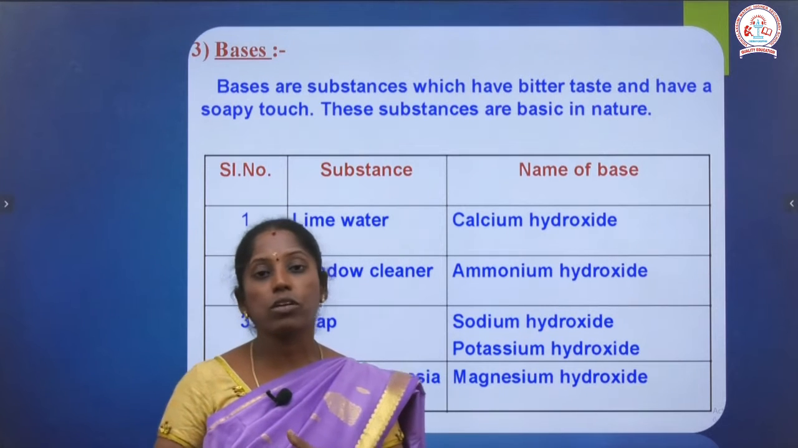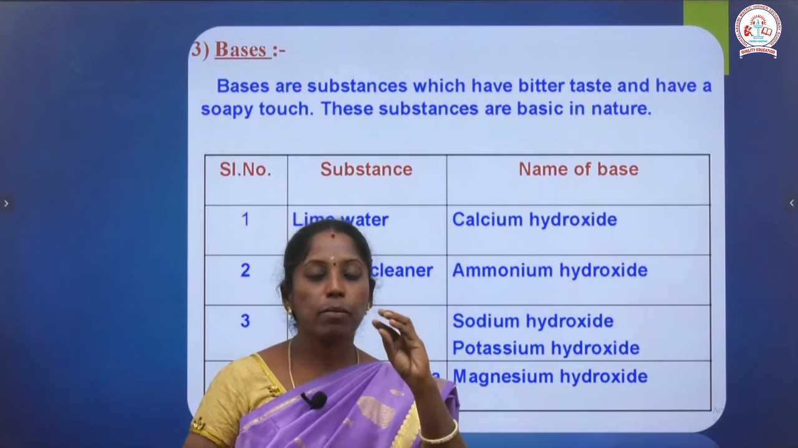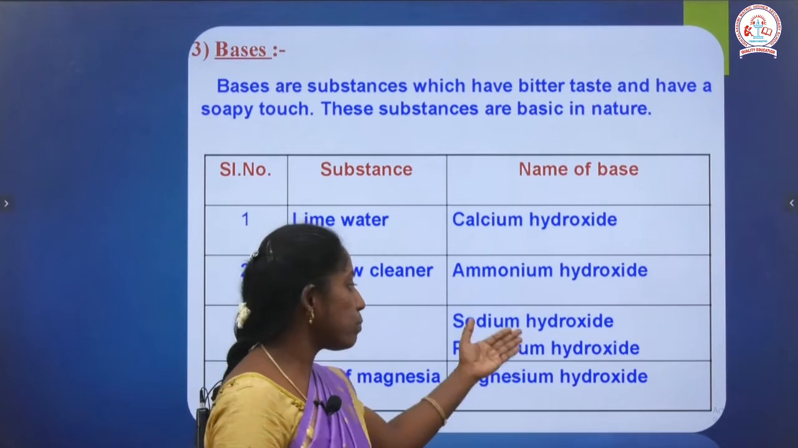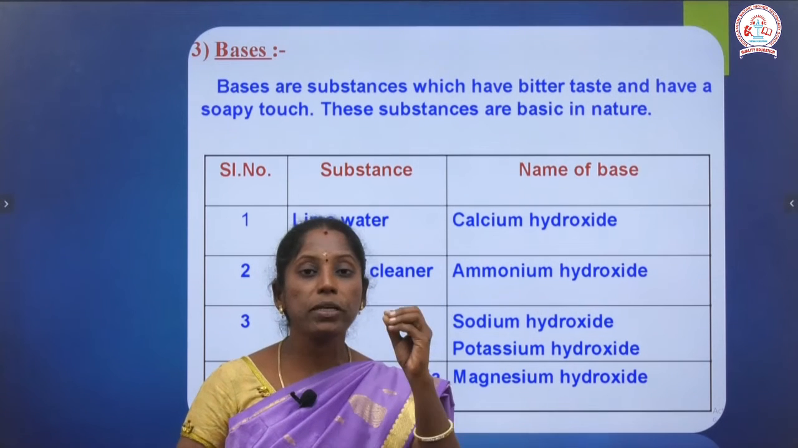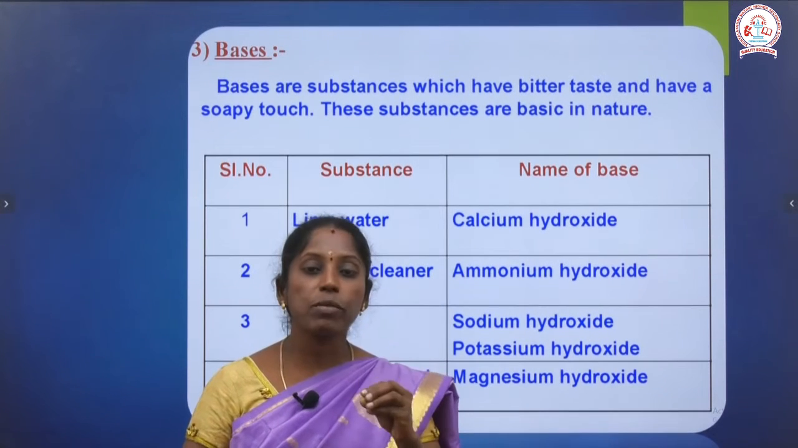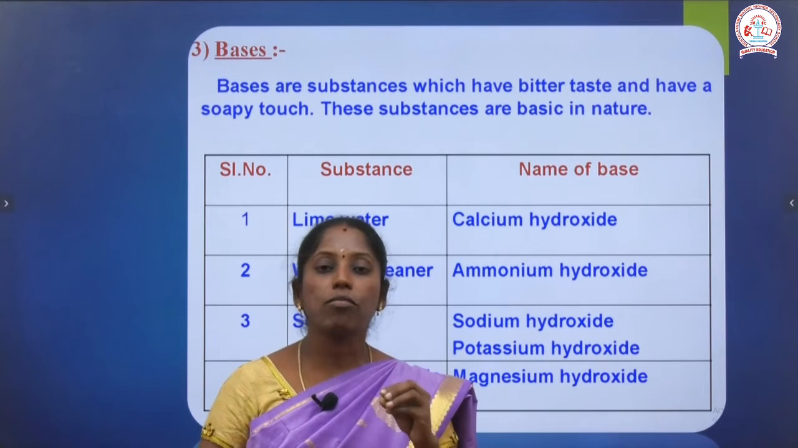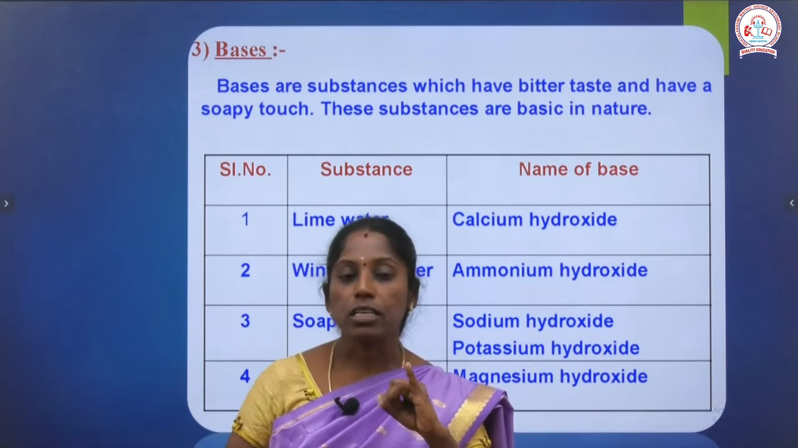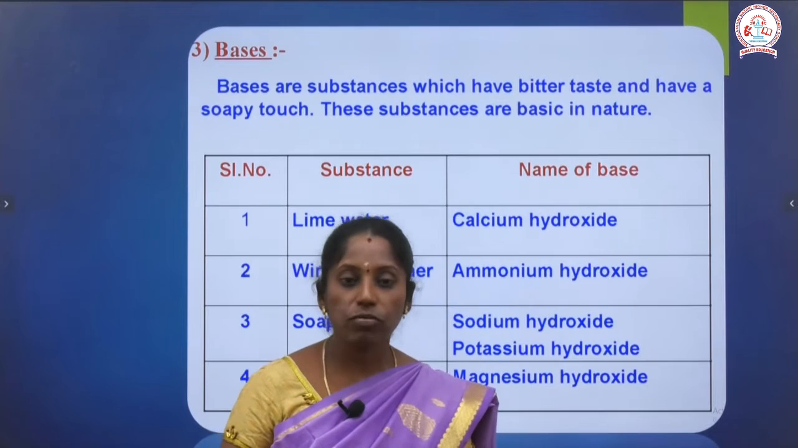Then another thing, what is the property of a base? It's soapy to touch. That's why soap is soapy to touch, because it contains bases. So bases are generally bitter in taste and soapy to touch. Then what is the nature of the base? It is basic in nature. So these are the properties of bases: bitter in taste, soapy to touch, and basic in nature.